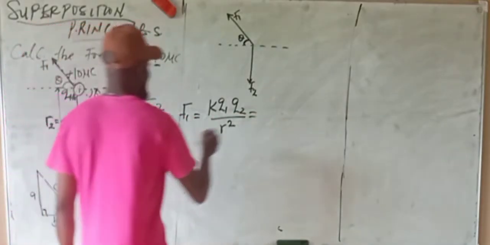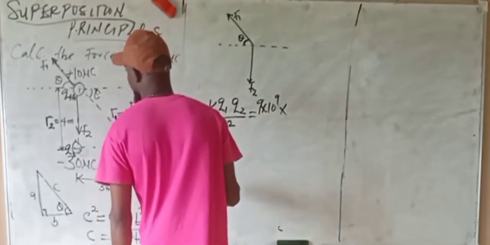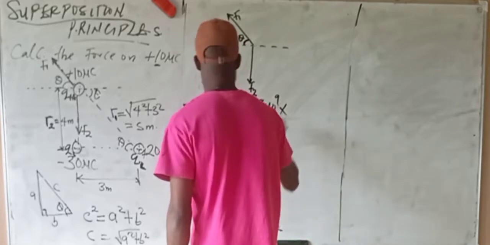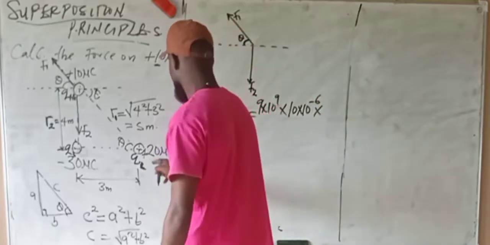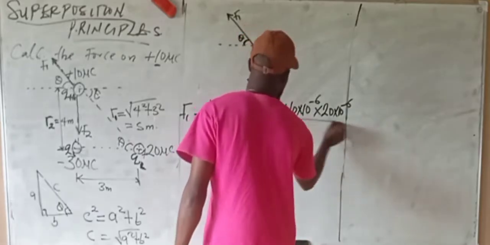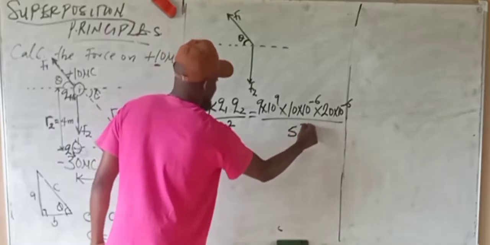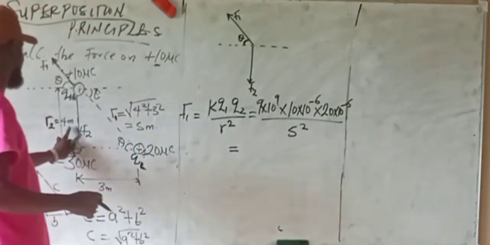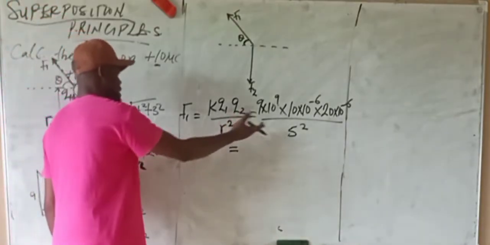What is our K? 9 times 10 to the power 9. What is our Q1? Our Q1 is 10 times 10 to the power minus 6. What about Q2? 20 times 10 to the power minus 6. Then over the distance, which is 5 squared. Remember the distances are in meters, so they don't need conversion. Remember that one is very important. So we see that you have an answer.